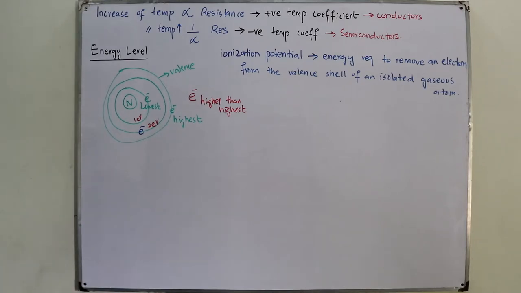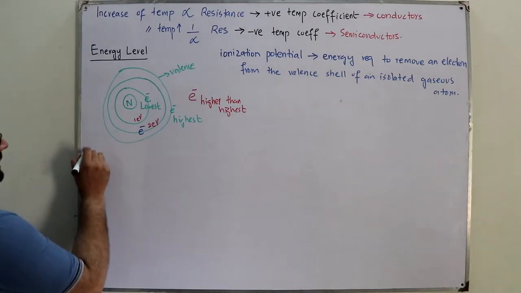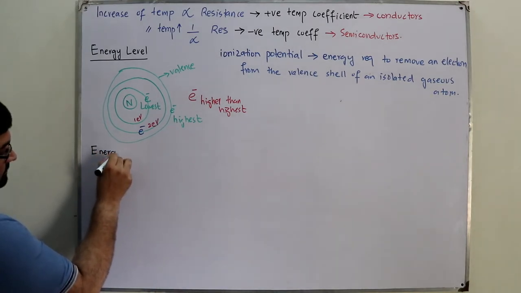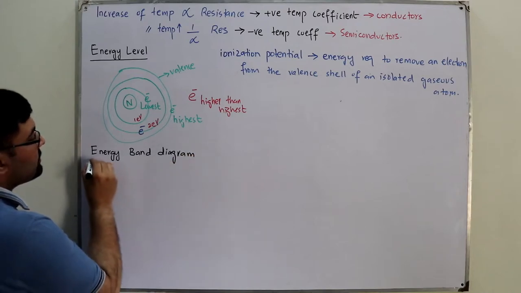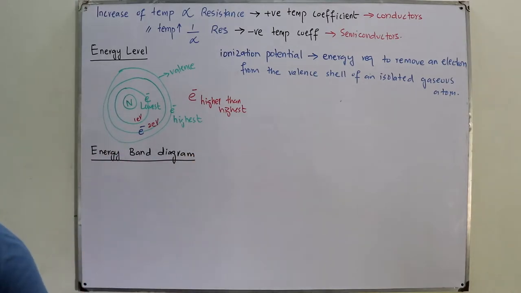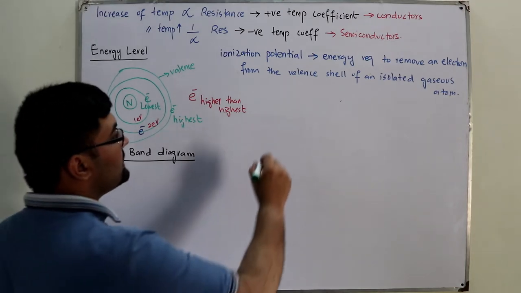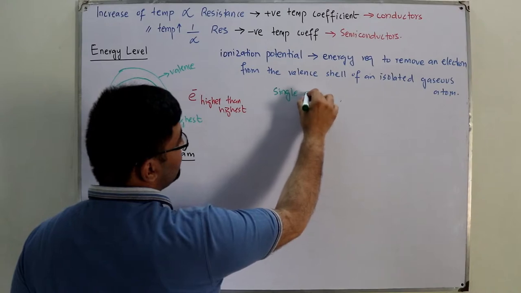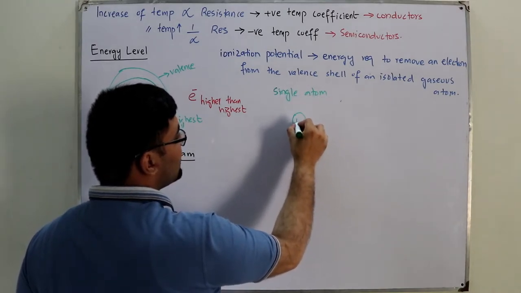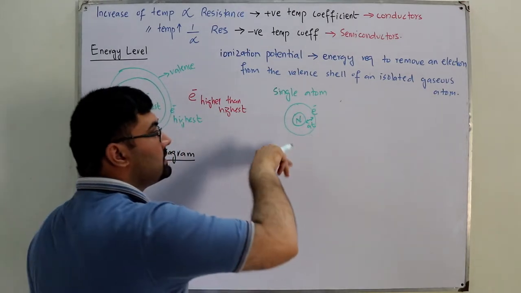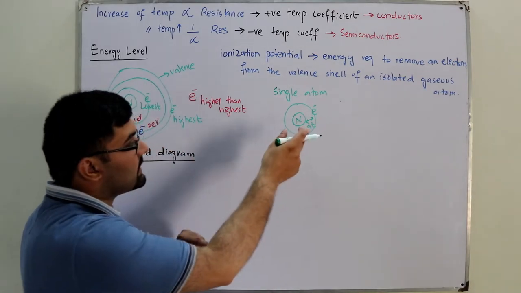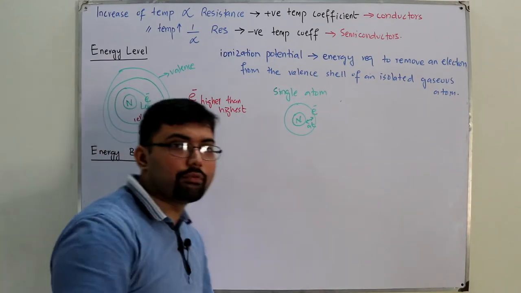Now the energy band diagram, or the band of energy. Let's give it the heading of energy band diagram. If you talk about a single atom, there is only a force between the nucleus and the electron. The force of attraction. The nucleus has a positive charge, the electron is a negative charge, so in between you have a force of attraction.